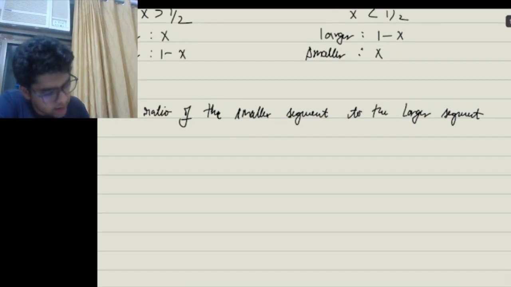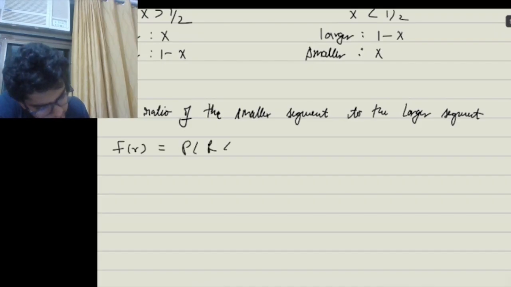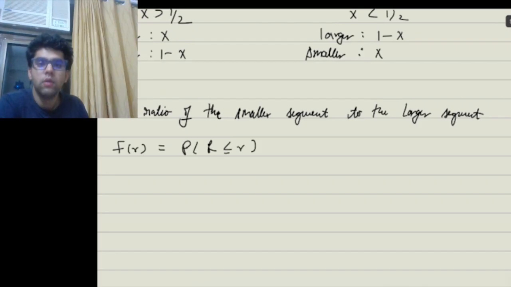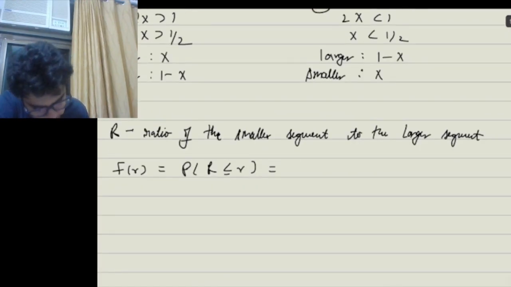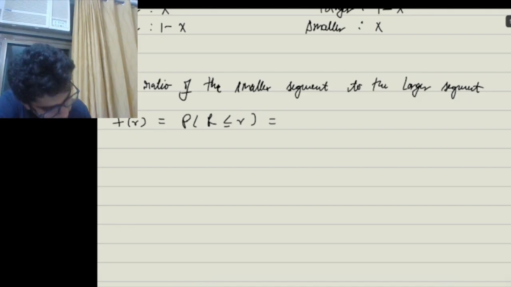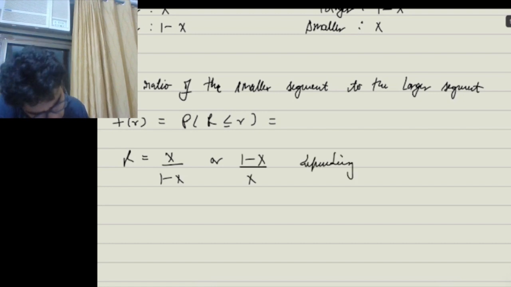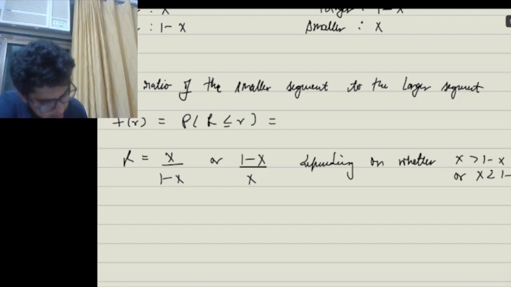If the distribution function is F of r, then this means the probability of R less than or equal to r. This is the distribution function. So now let's calculate the distribution function. But first, let me define R, because R can be x upon 1 minus x, or it can be 1 minus x upon x, depending on whether x is less than 1 minus x or x is greater than 1 minus x.